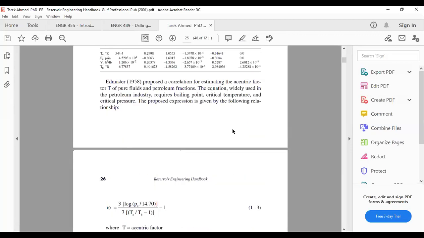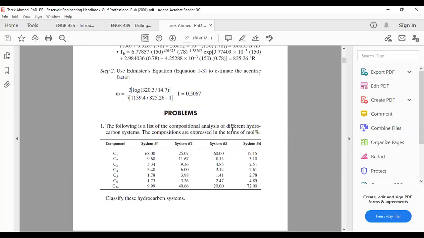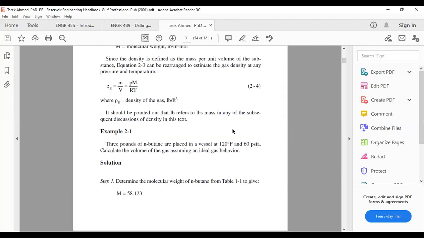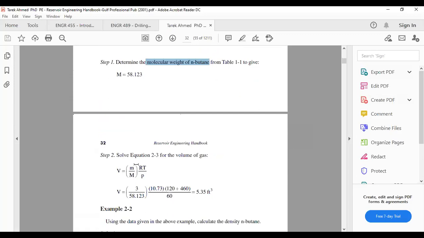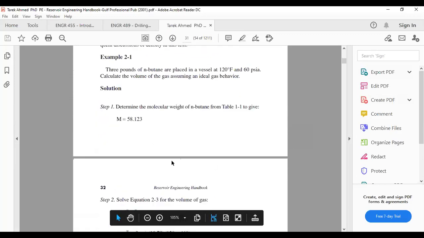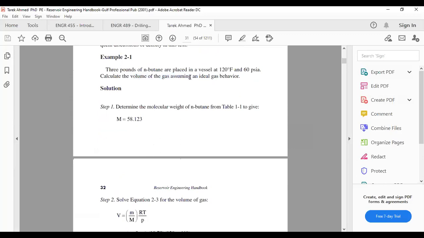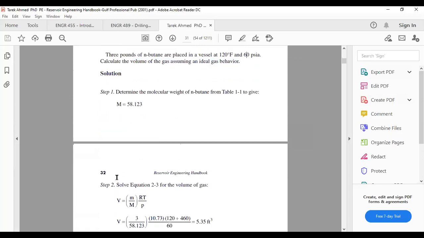let's look at this question. I have provided this question in the presentation also, or in the project that I have uploaded. For example, this question, its solution is there also. First you have to find out the molecular weight of butane, then you have this equation. Based on that, you calculate the volume. So easy. The question says just calculate the volume of the gas, assuming ideal gas behavior. And of course, volume has the effect of pressure and temperature. So you calculate the volume.